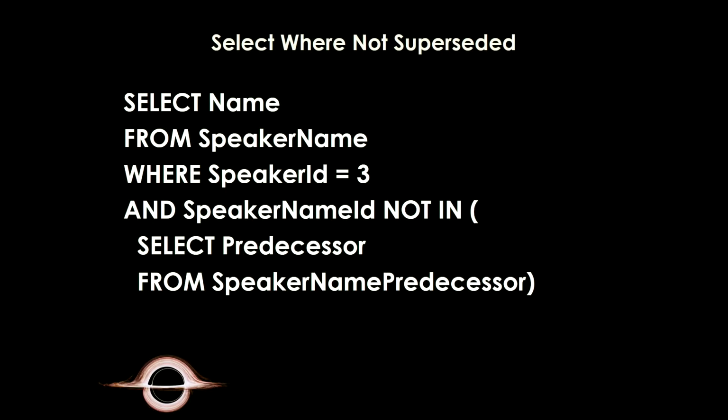Right, exactly. If you were to just do a straight max, then you wouldn't be able to tell if there was a conflict. But if instead you select the name from speaker name and you look for the speaker name ID in predecessor, then you're just finding those that do not exist in the predecessor table. That's exactly right.